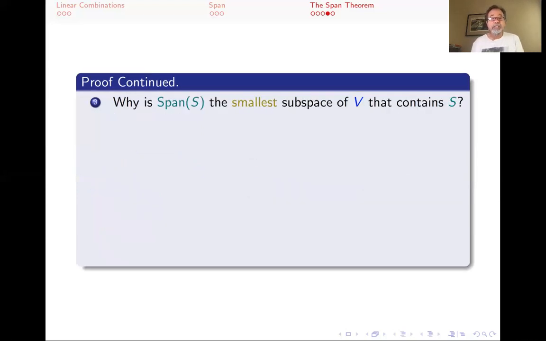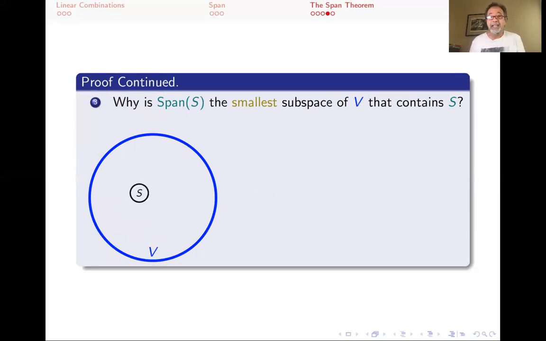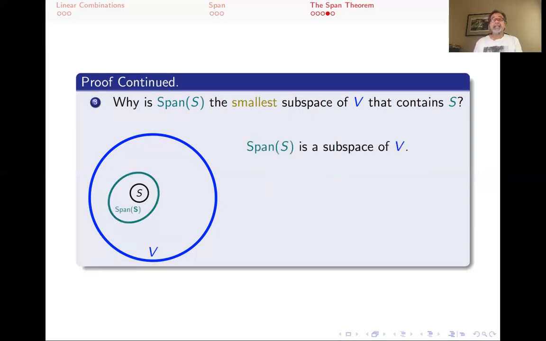Now let's go to the third statement. That one was about being the smallest. Why is the span of S the smallest subspace of V that contains S? Well, I haven't quite 100% told you what I mean by smallest. It's not like we can count the number of elements. They all could be infinite, but I mean something very specific. So again, the picture we're thinking of is that we have V, and then we have the set S, and then we have the span. We proved that the span is a subspace of V, but why is it smallest?